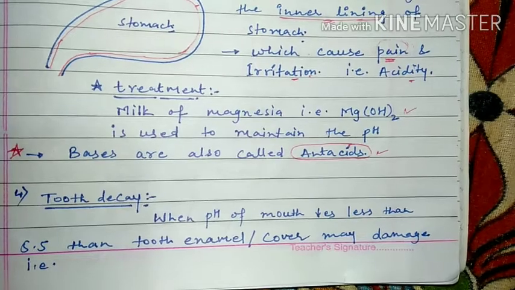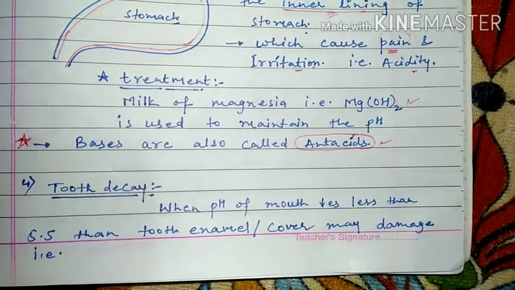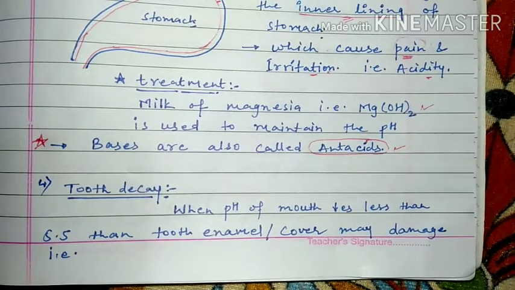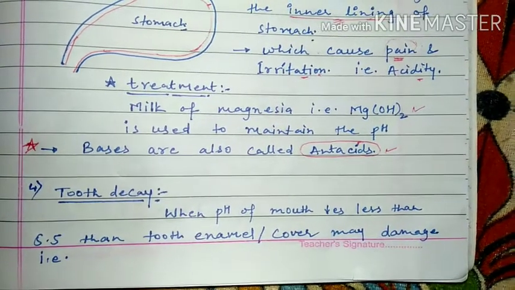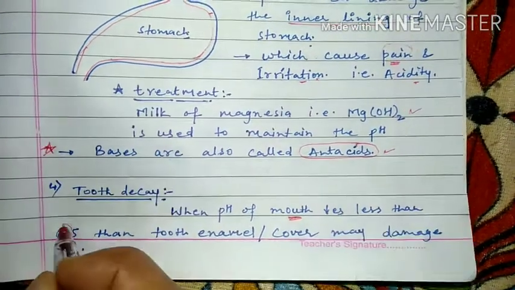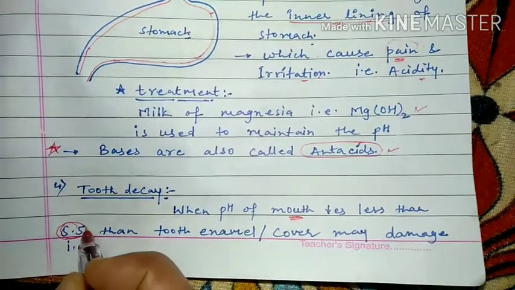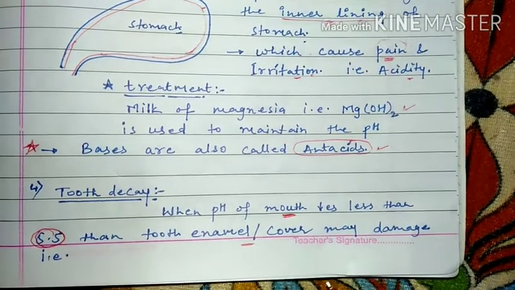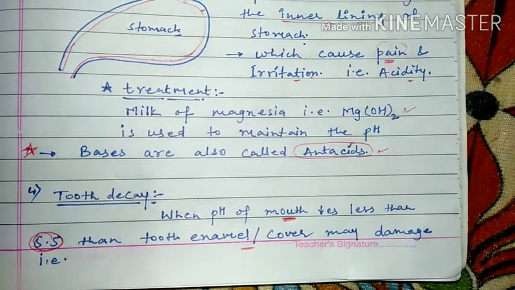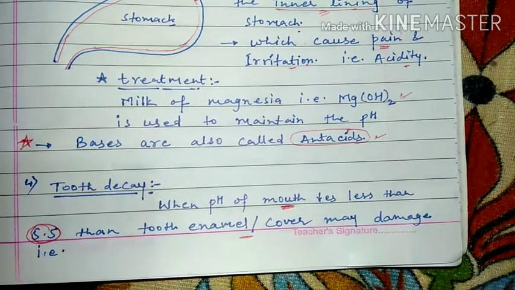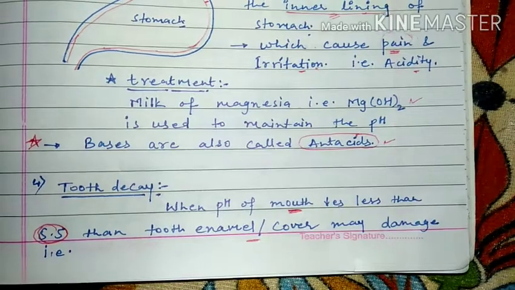Then students, we are going to discuss tooth decay. This is another importance of pH. When the mouth pH decreases below 5.5, what will happen? The cover of our tooth, the tooth enamel, gets damaged. That is known as tooth decay. So how does this take place?